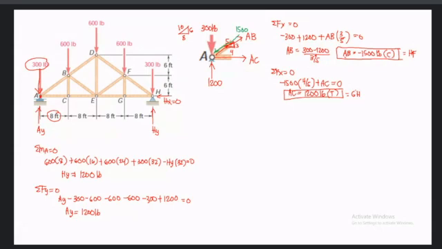Pwede naman, no? So, proceed tayo kay next joint. Anong gusto niya? C or B? C. Hindi pwede si B. No? 4 yung naka-attach kay B. And then, na-solve na natin si AB. Still, 3 pa din yung unknowns. So, ang rule ng method of joints, 2 lang yung dapat unknowns.